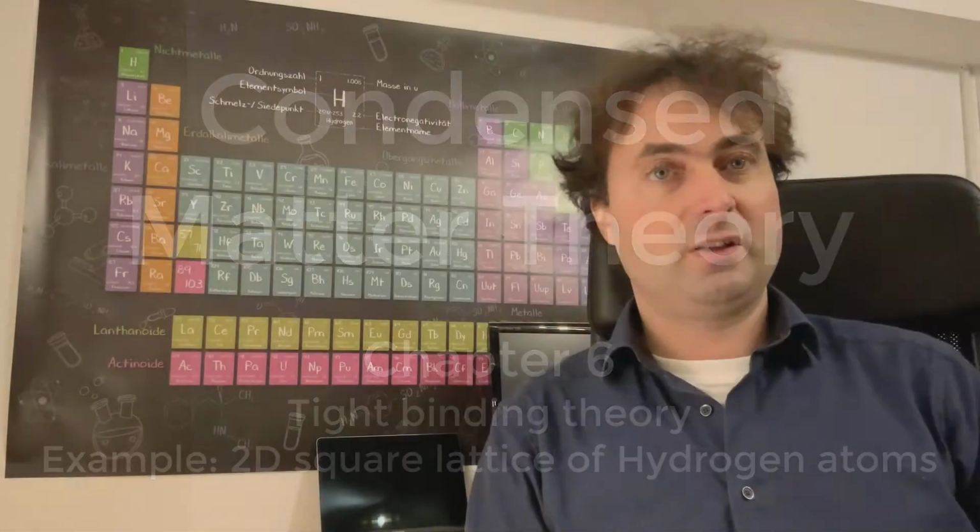Welcome to our next video in the series on condensed matter theory. In this video I want to look at the example of a two-dimensional square lattice with hydrogen atoms on each lattice site, where we make a tight binding model and we will only keep a single s orbital per hydrogen atom. This is very simple, very similar to the previous example where we looked at a one-dimensional tight binding model, but now in two dimensions.